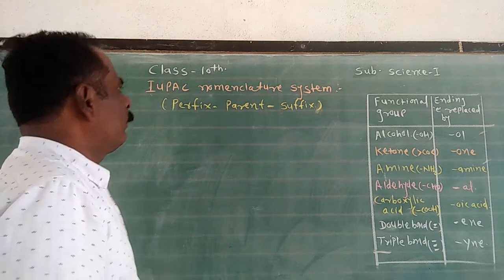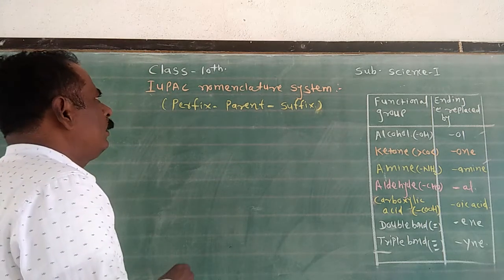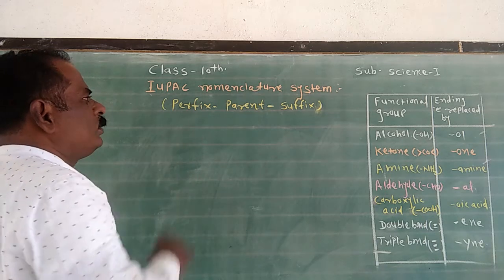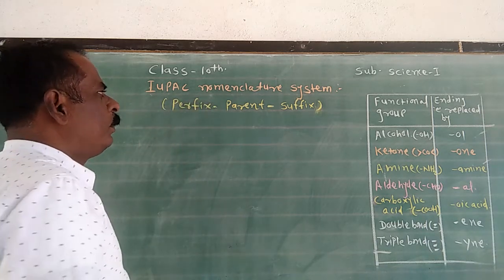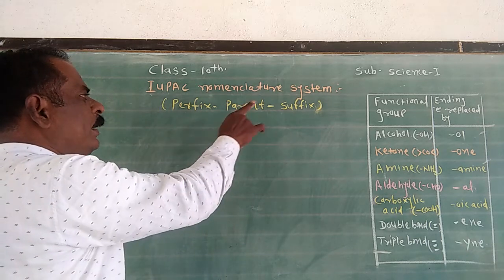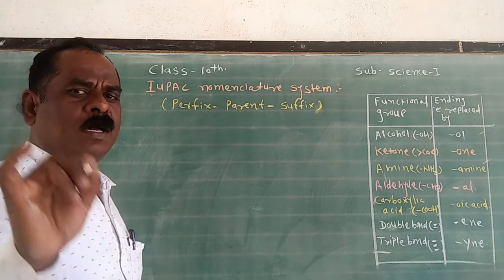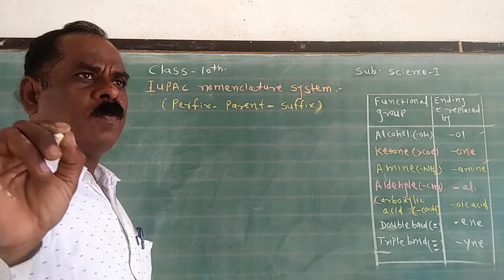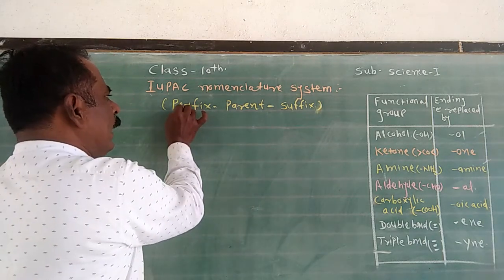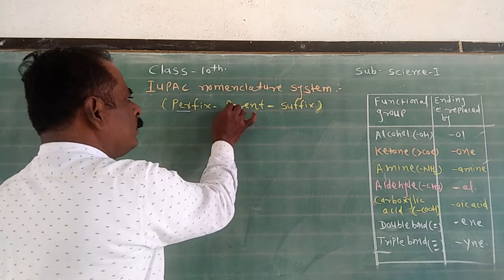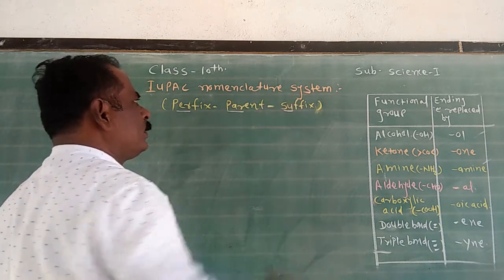What is the pattern of writing the IUPAC name? In the IUPAC system, mainly three units are used: the prefix, parent, and suffix. When you write the IUPAC name of any compound, arrange the three units like this: first prefix, second parent, third suffix.